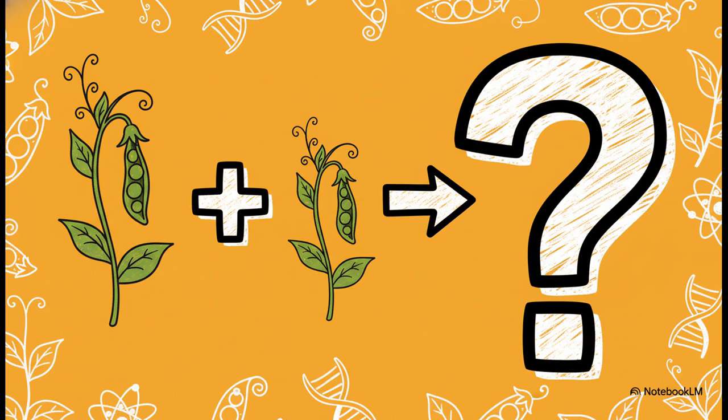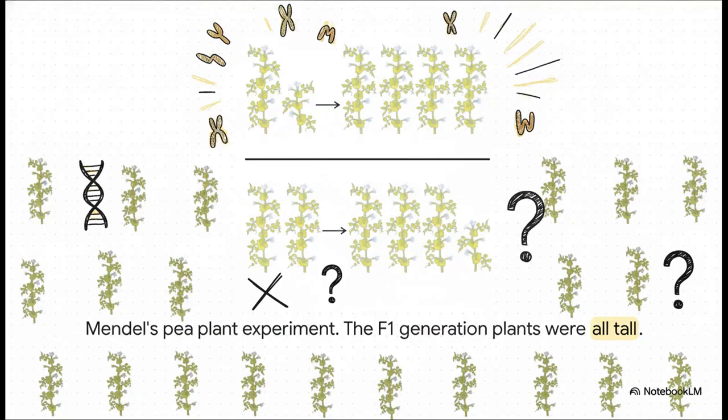Mendel started with a really simple question. He asked, what happens if you take a tall pea plant and crossbreed it with a short pea plant? What would the new plants, the progeny, look like? Would they be somewhere in the middle or something else entirely? And the results were shocking. The first generation of plants, which we call the F1 generation, were all tall. Not a single medium-sized or short plant. It was like the shortness trait had just vanished into thin air.